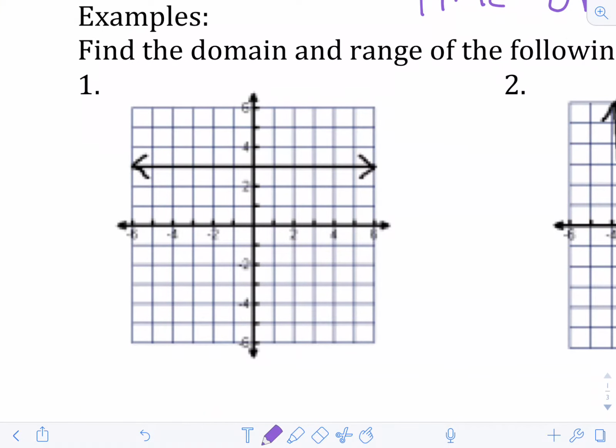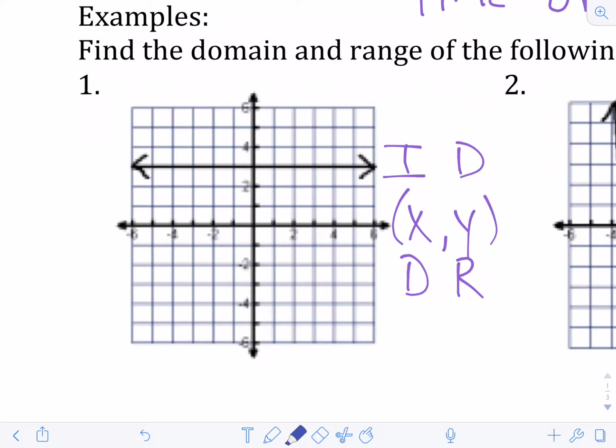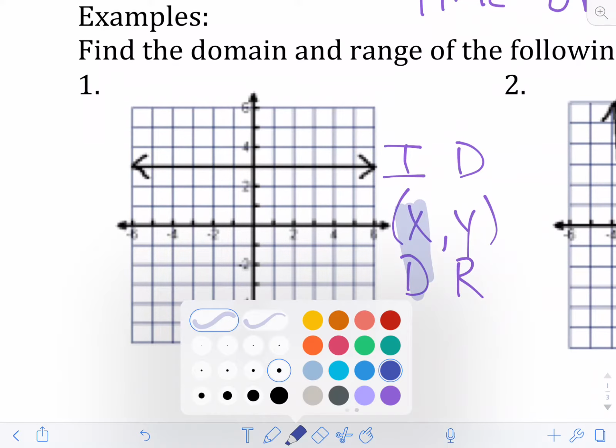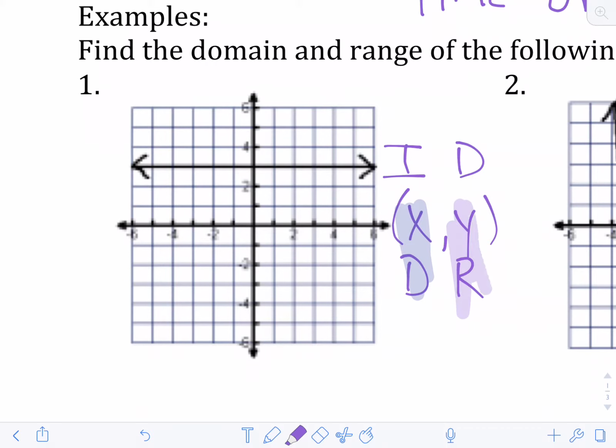First thing I'm going to write down over here to help me remember all this stuff, I'm going to write an ordered pair (x, y). And I'm going to write down this thing called ID the doctor. Independent, dependent, domain, and range. That's what it stands for. What I'm really focusing on is domain as my x's and range as my y's.